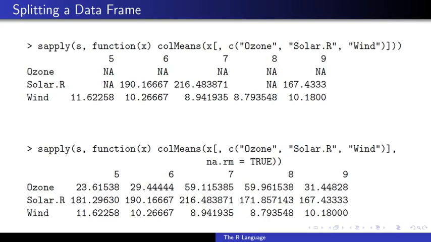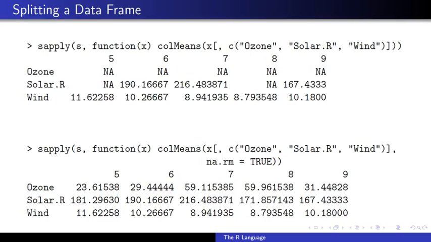So one thing I can do is I'm just going to pass the na.rm argument to colMeans. That will remove the missing values from each column before calculating the mean. And now, when I call sapply on the split list, I can get the means of the observed values for each of the 3 variables for each of the 5 months.